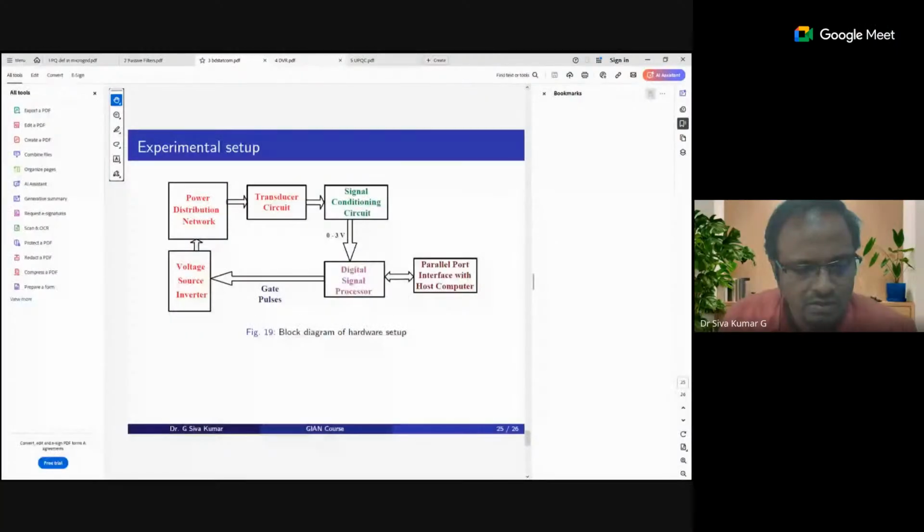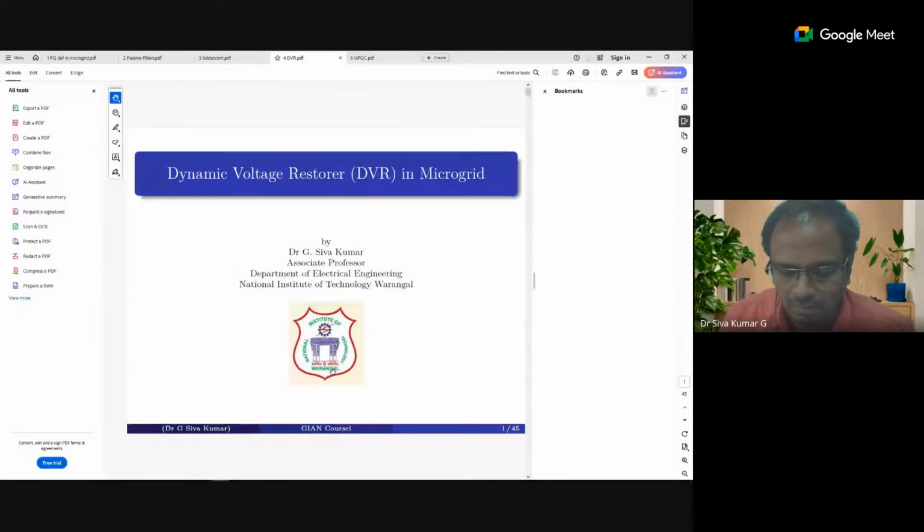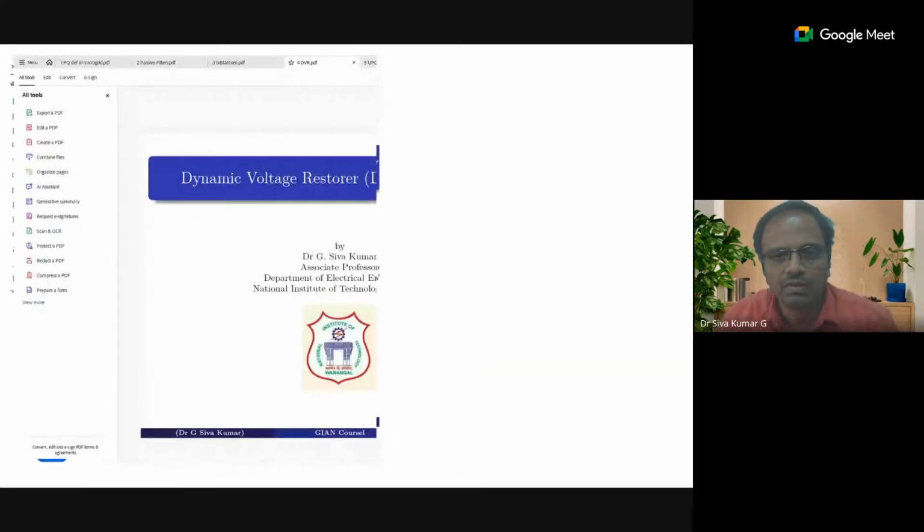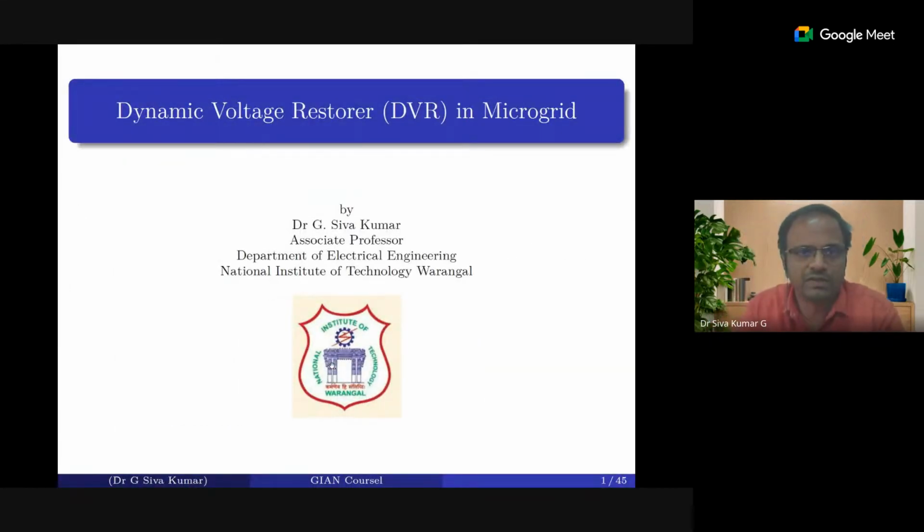Okay. Now we'll try to see the voltage quality improvement. How we are going to use the dynamic voltage restorer in a microgrid.